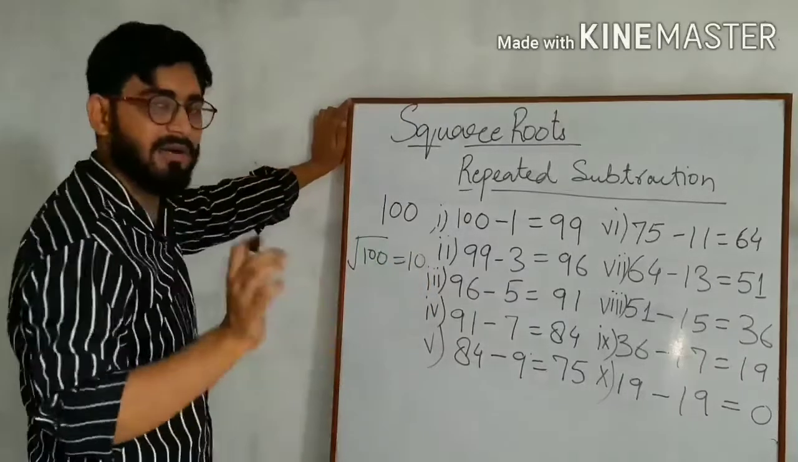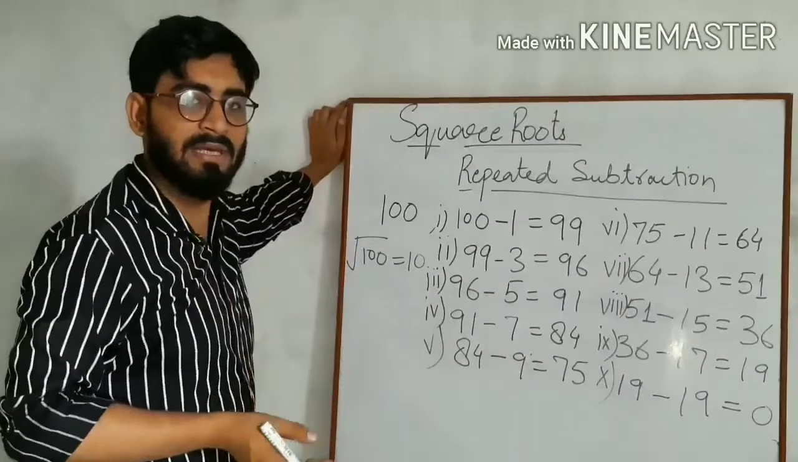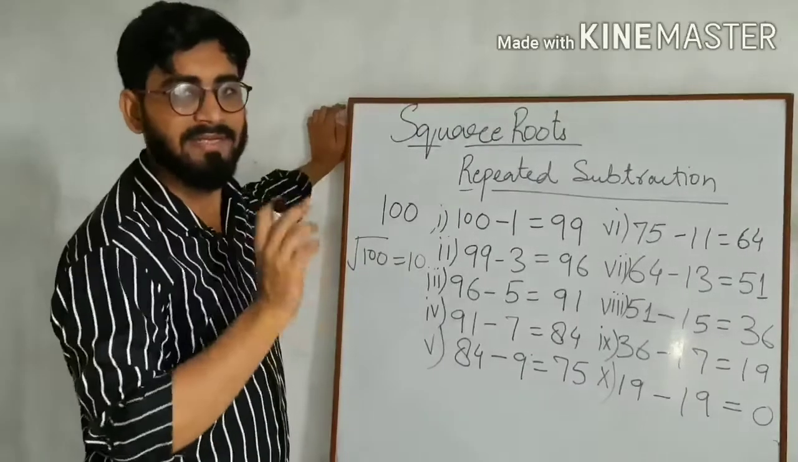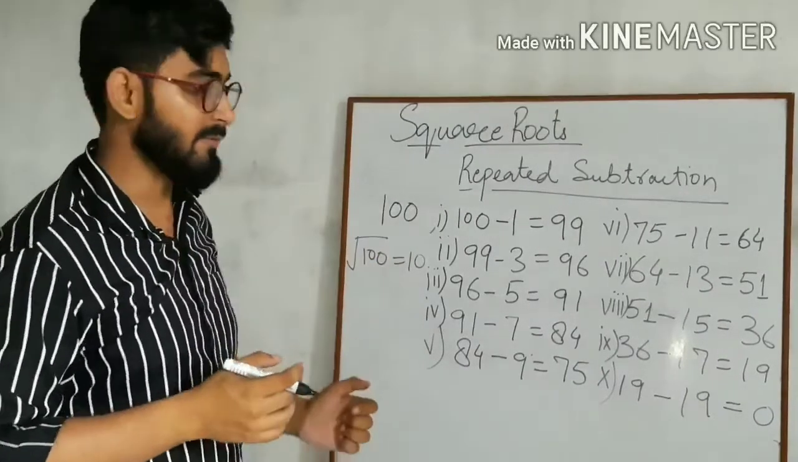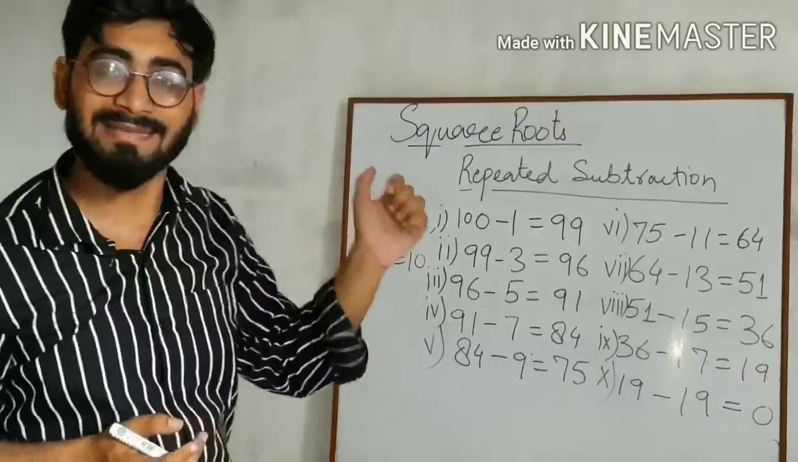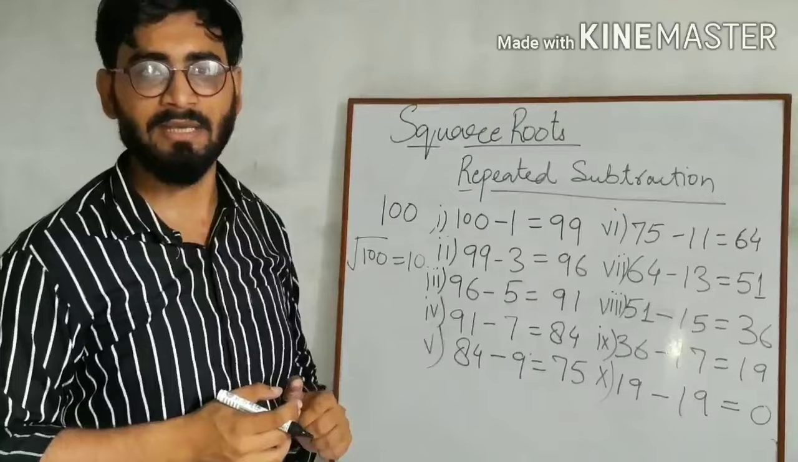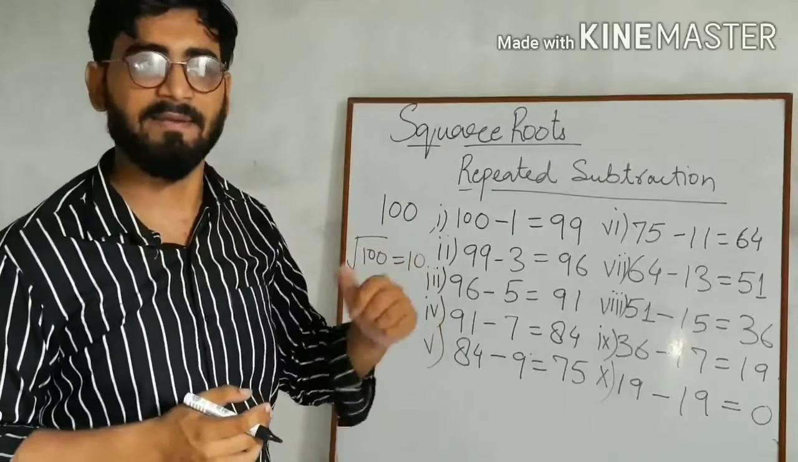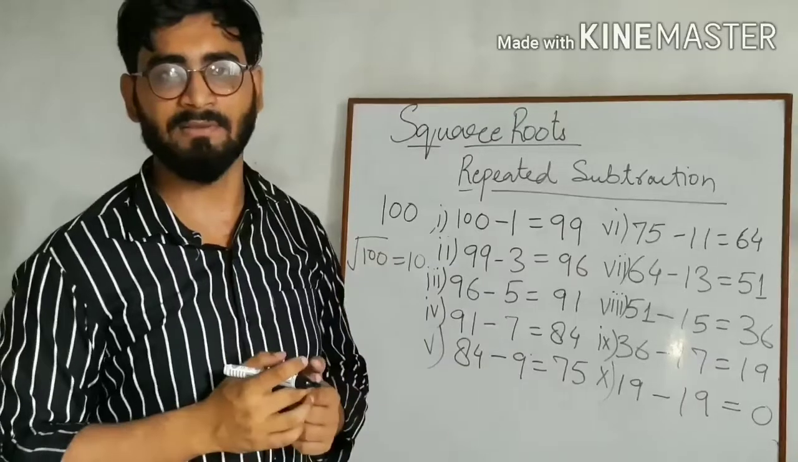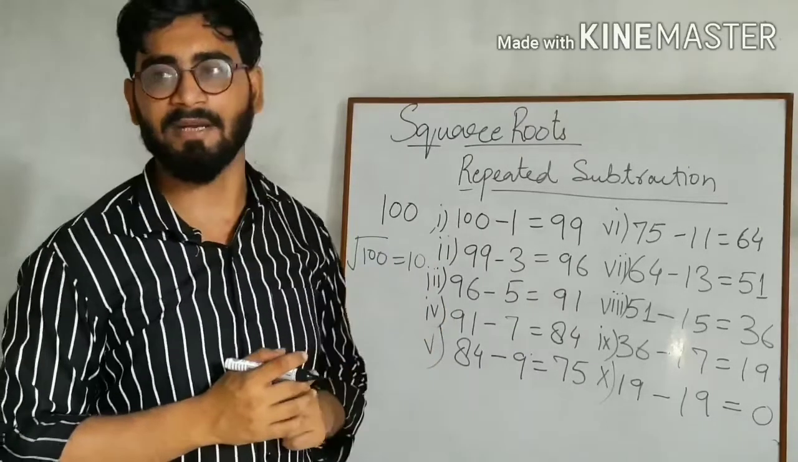Just count the number of steps. So this is the way to find the square root by the repeated subtraction method. What you have to do? From 100 you have to subtract the successive odd numbers, like 1, 3, 5, 7, 9, until it becomes 0 and then count the steps. So this is the repeated subtraction method.